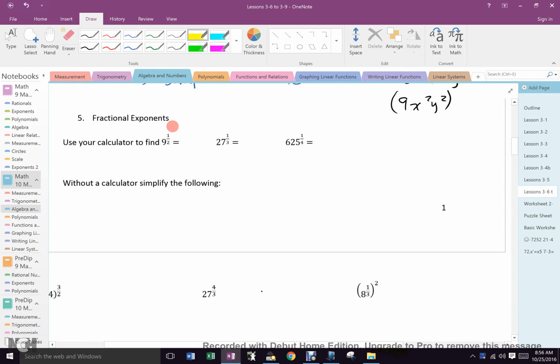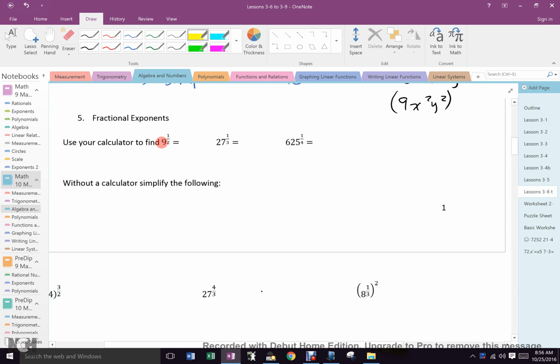Now, fractional exponents. Do they make any sense? We already know negative exponents don't make any sense. How do you take 9 and multiply it by itself negative 2 times? Makes no sense until you learn the rules, right? Then okay, I see how that works.